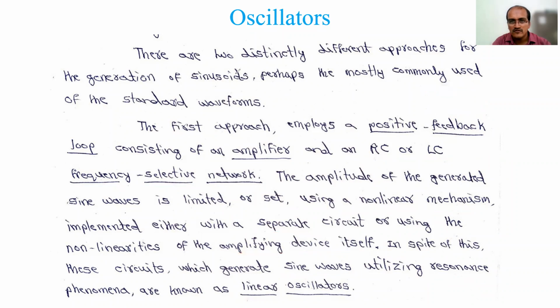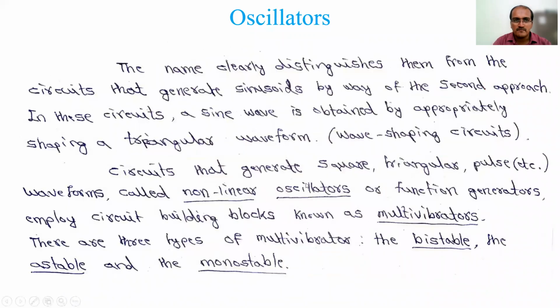We'll continue. The name clearly distinguishes them from the circuits that generate sinusoids by the second approach. The second approach is called wave shaping circuits. In these circuits, a sine wave is obtained by appropriately shaping a triangular waveform. From the triangular waveform, you give it a shape. Such circuits we call wave shaping circuits. This is there in your book, but we are not discussing wave shaping circuits in our syllabus.